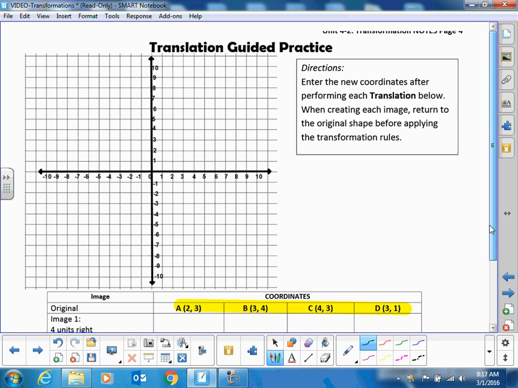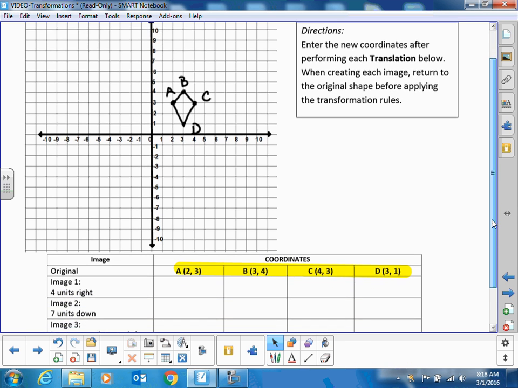So we're going to go A is at +2, +3, which is here. That is point A. And go ahead and label it as you're doing it. 3, 4 is point B. 4, 3 is point C. And 3, 1 is point D. So then I'm going to connect those. So we have a quadrilateral. Looks like a kite. And now we have to translate it.